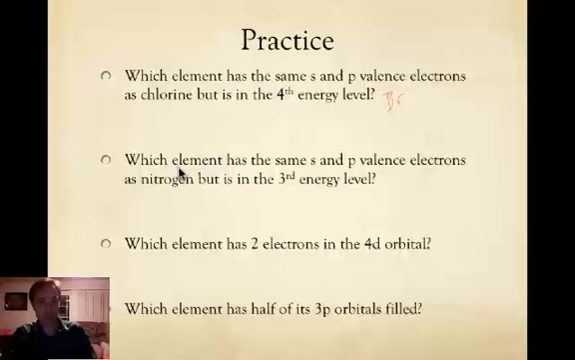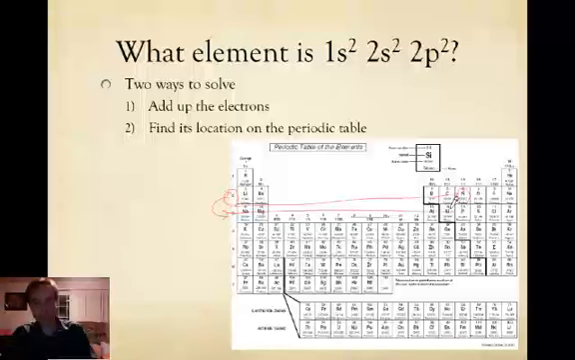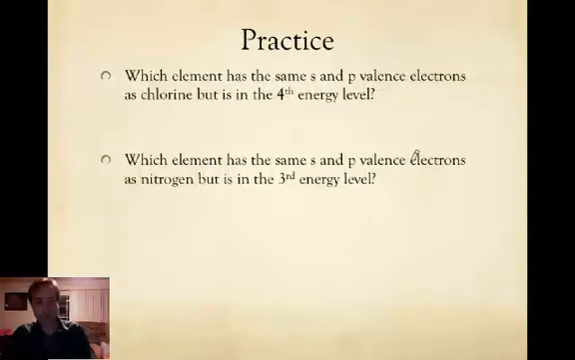Alright, so the first one says, which element has the same S and P as nitrogen but is in the 3rd energy level? So same S and P as nitrogen. Nitrogen is here. It's in the 2nd energy level. So we go down to the 3rd, cut back across. It's the element that's just below it, which would be phosphorus. So that answer would be P for phosphorus.